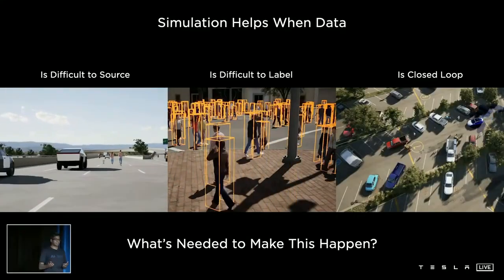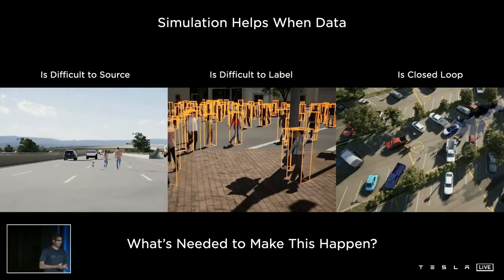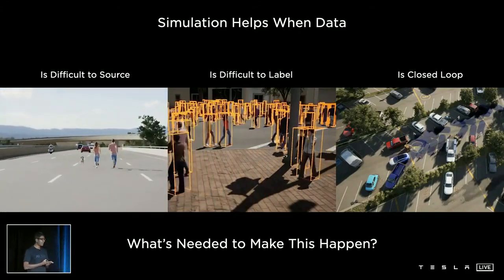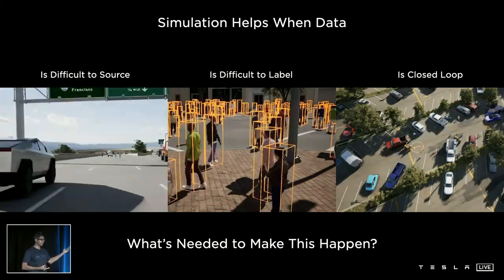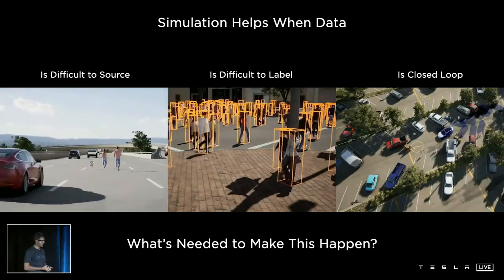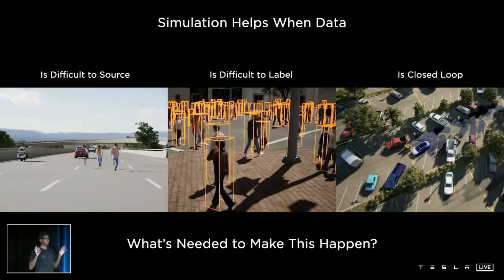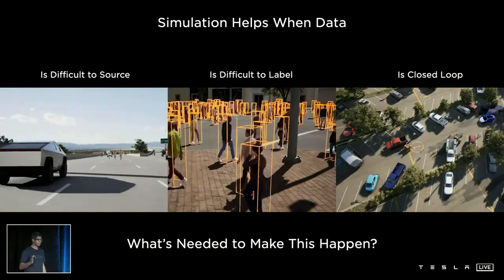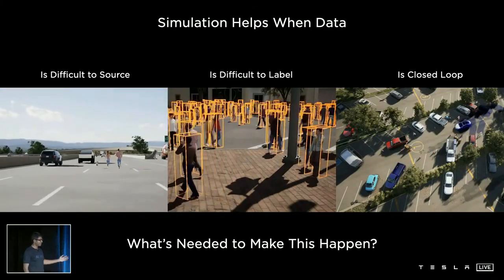So when does simulation help? It helps, number one, when the data is difficult to source. As large as our fleet is, it can still be hard to get some crazy scenes, like this couple and their dog running on the highway, while there are other high-speed cars around. This is a pretty rare scene, I'd say, but still can happen, and Autopilot still needs to handle it when it happens.